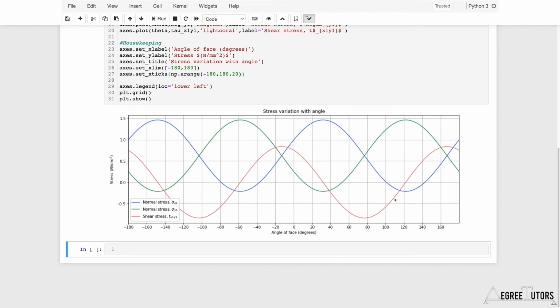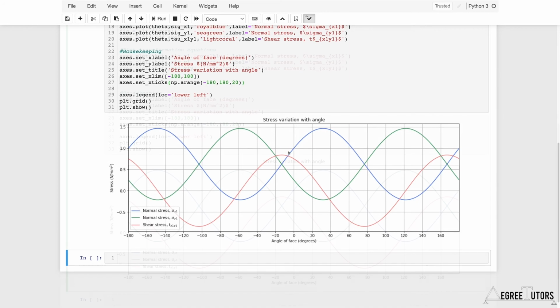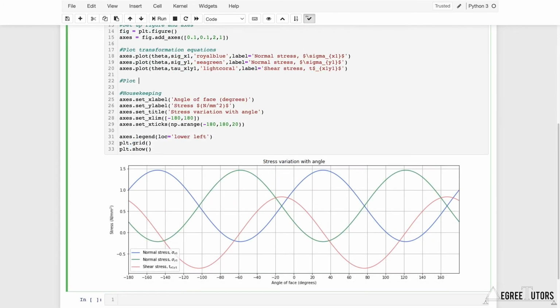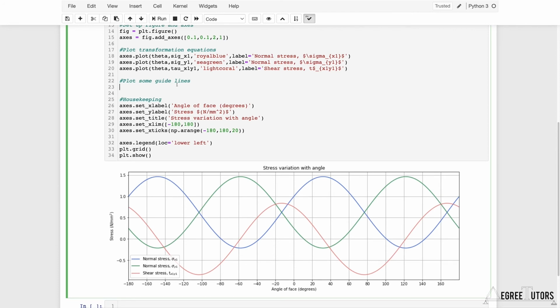So let's interpret this now. We're going to interpret this by, first of all, plotting a vertical line for theta equal to 0 and seeing what are the values of stress. I mean, you can see it here, right? I'm just going to plot a line just to make it a bit easier to see. Let's just say plot some guidelines. Okay, so let's start off with a vertical line at theta equal to 0 degrees.